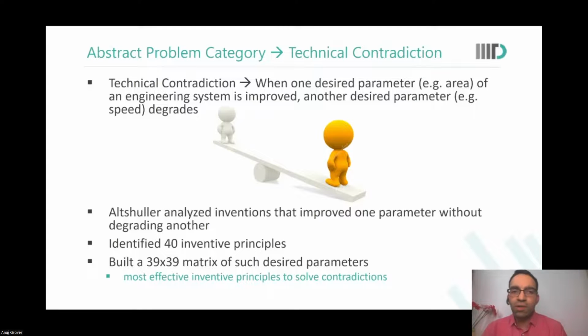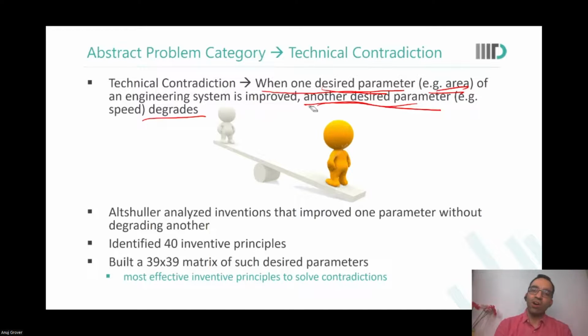So remember, we talked about this, this is a repeat slide. When I introduced TRIZ to all of you in the second lecture, the same slide was there even then. Typically, most of our problems are contradictions, where we want to improve one parameter, let us say area, and another desired parameter degrades.